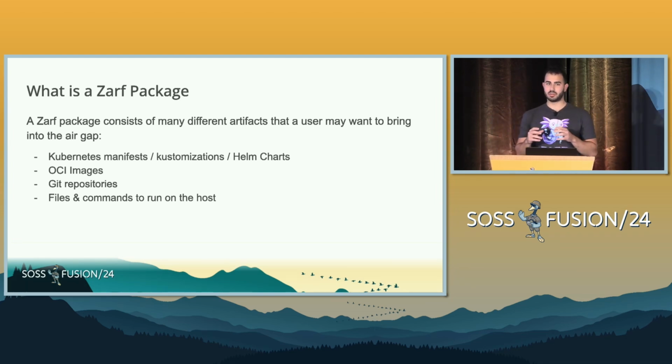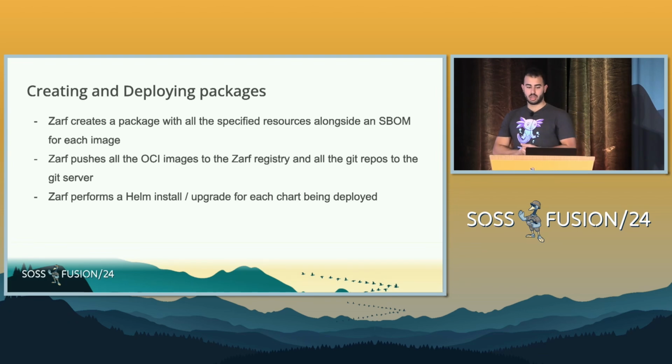And then files and commands to run on the host. These aren't as Kubernetes native, we try to target Kubernetes explicitly, but we do need them for things such as creating the cluster runtime, like I talked about with the K3s setup that is available in the Zarf init package. And so we'll get into examples here in a sec, but when you create a package, Zarf creates a package with all the specified resources along with an SBOM for each image. We then push all those images to the registry, and we perform a Helm install for each chart being deployed. So even when we deploy Kubernetes manifests, we also turn that into a Helm install. Shout out Helm, it's been a very useful lifecycle for us.